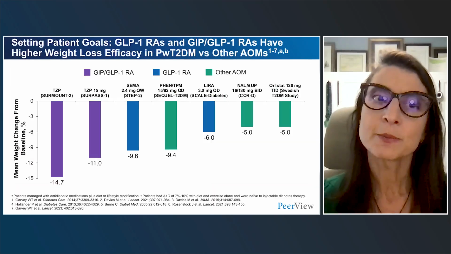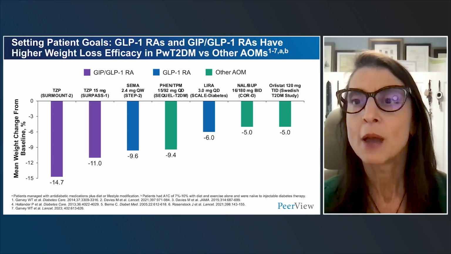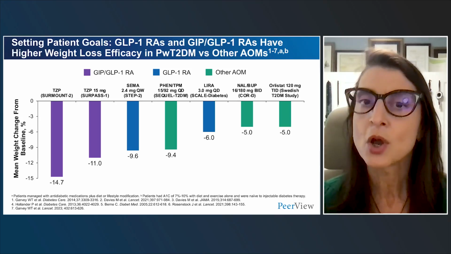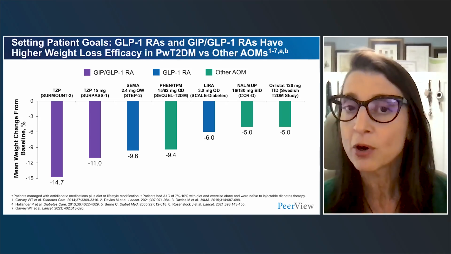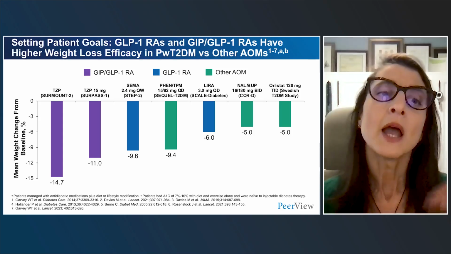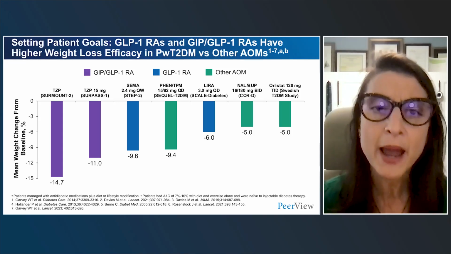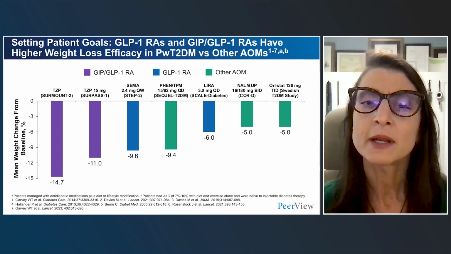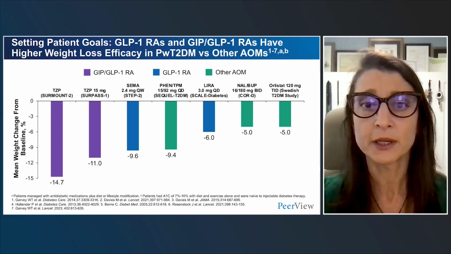What I like about this particular slide is it helps set the stage for when we're talking about weight loss with our patients. People with type 2 diabetes do not lose as much weight as those without diabetes on the same exact treatments that we use for obesity management. And what this slide is showing you is the average weight loss that you can expect when taking these medications. So patients seem to think that if I start this drug, I'm going to lose 50 pounds. And that's not necessarily going to be true.